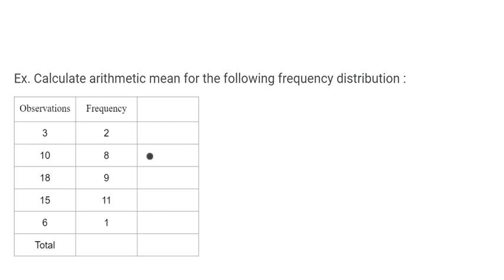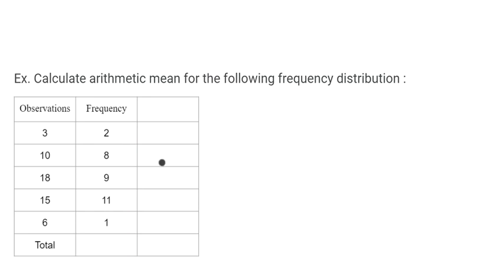So let's solve an example of arithmetic mean for the discrete frequency distribution. Why is it a discrete frequency distribution? Because these are frequencies, and frequencies are associated with discrete or single values. Therefore, this type of data is a discrete frequency distribution.